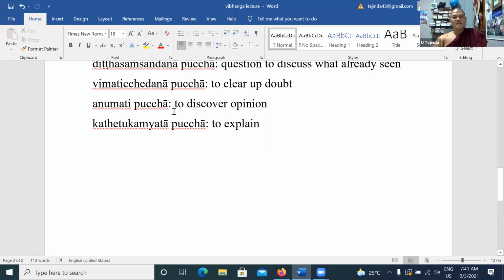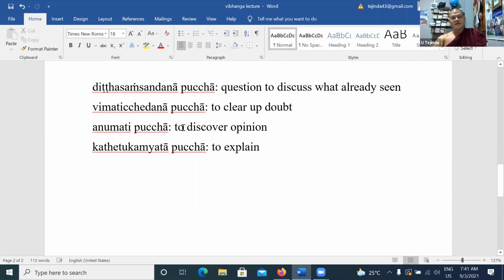The fourth is Anumati Pucha, to discover opinion, to know someone's opinion. For example, Rupa is Nijja or Anijja, we say. To know whether he is clear or whether he understands, we make a question. For example, Anijja, is it sukha or dukkha, or is it mind? We make such a question to know the other's opinion, the other's mind.